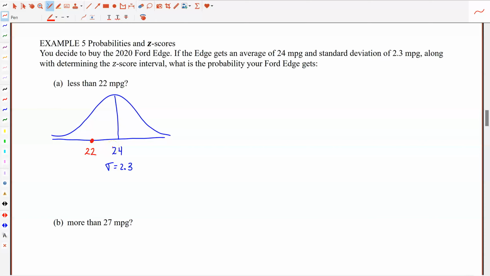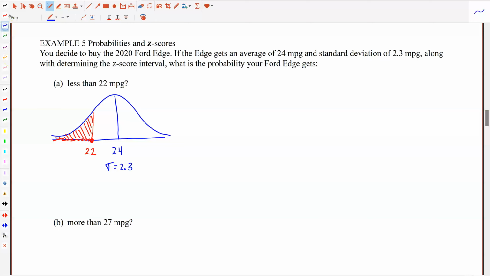I want to find the probability that the Ford Edge gets less than that. So in order to find that probability, we're going to find the area under the curve from 22 and the values less than it. For the 22, I'm going to draw a line up until I hit my curve, and then shade the area under the curve to the left of 22. That's the area I want to find. That area corresponds to the probability that I ultimately want to report. In order to use a table to find areas, we need to convert everything to z-scores.